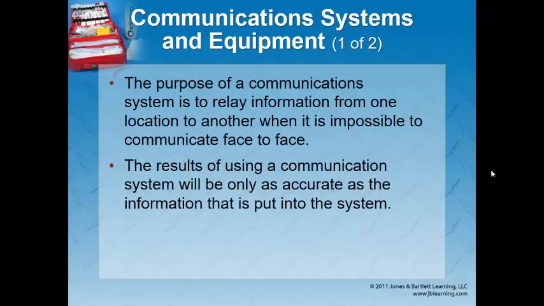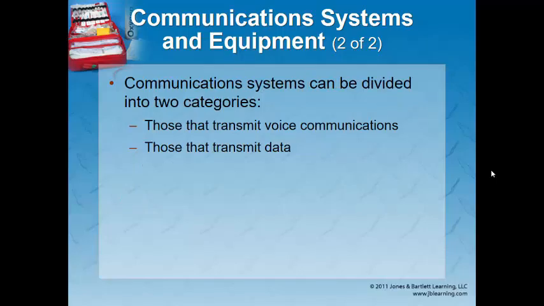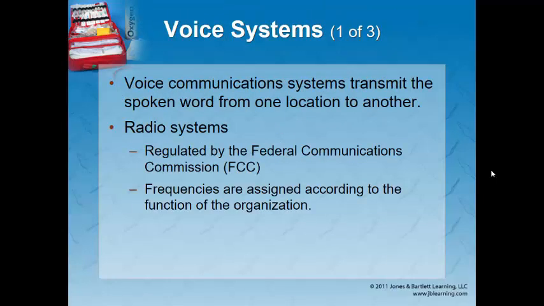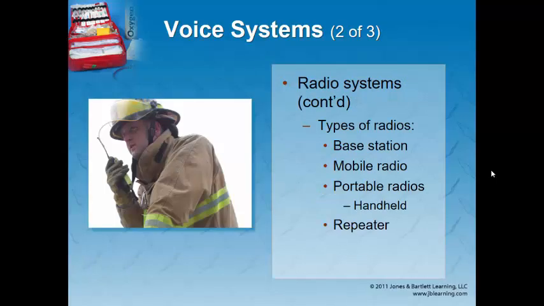So we're going to talk about some of the communication that we're going to use when we cannot communicate face-to-face, and it's divided into 2 categories: voice communication and communication that transmits data. So voice communication is spoken word from one location to another. It's regulated by the Federal Communications Commission, FCC, who assigns your service a frequency so that there are no other frequencies near that, so we don't have bleed over of information.